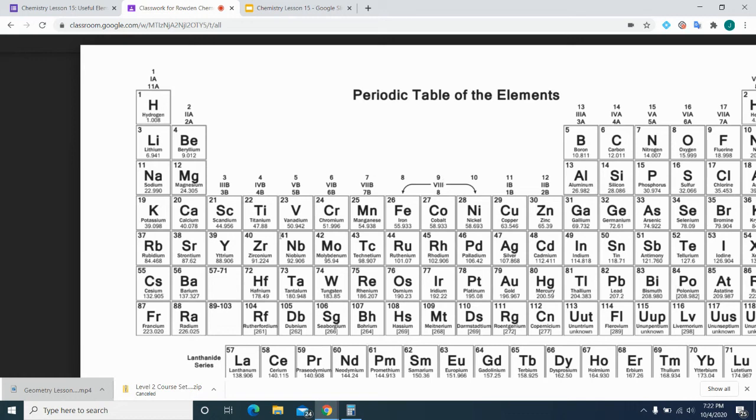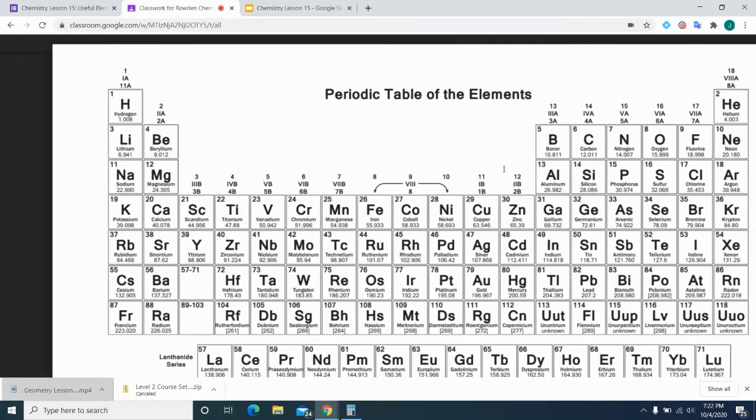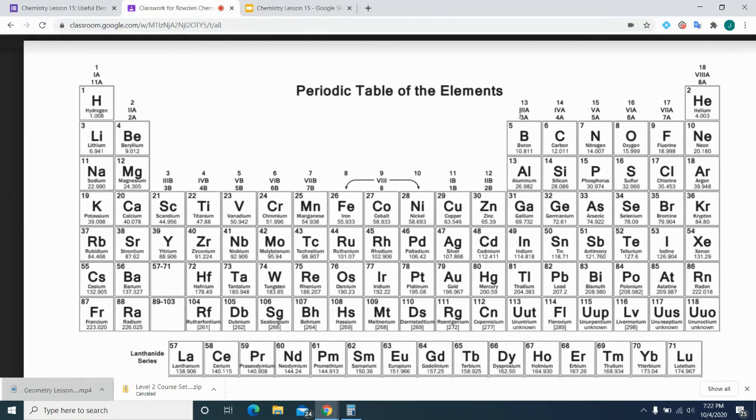Valence electrons for these are a whole different monster. We'll do those later. But stay in the A's. Look over here. You have 3A. Guess how many valence electrons everything here has? 3. 4A. How many valence electrons does this column have? 4. 5A. These all have 5. 6A. These all have 6. 7A. These all have 7. And 8A. These all have 8.